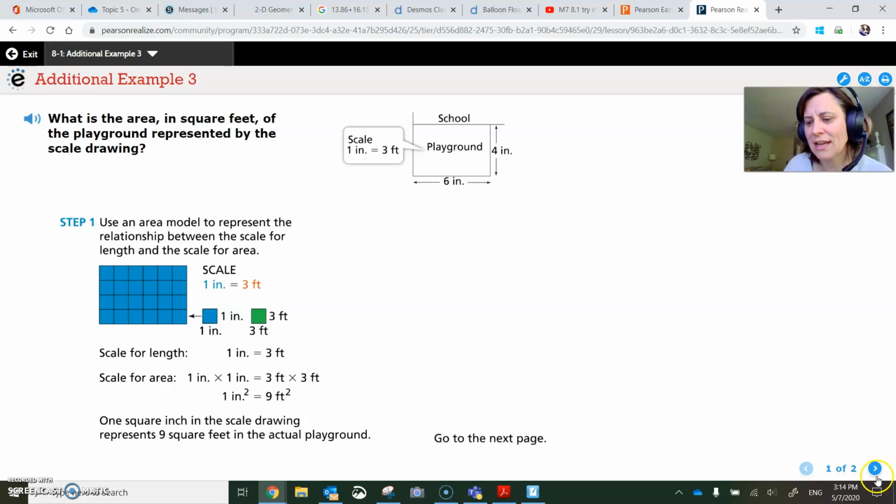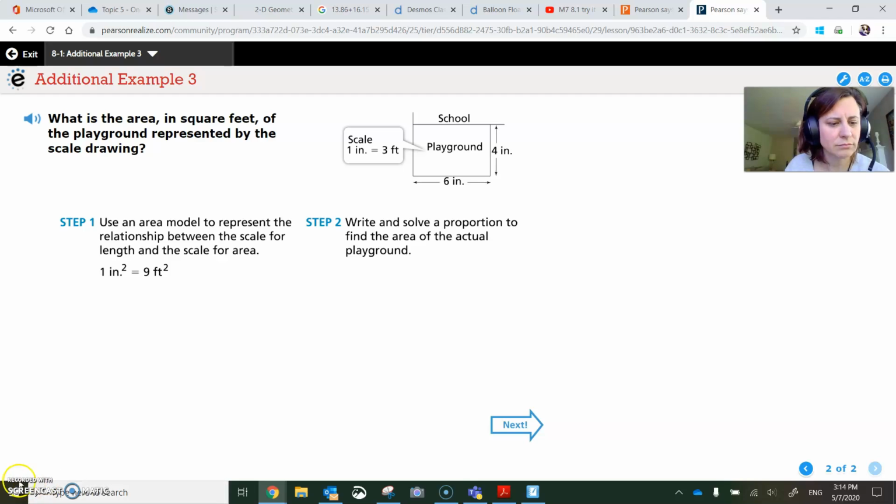So let's try this together and see what happens. Okay. So even though the scale is 1 inch to 3 feet, the scale we're going to use for the area is 1 inch square is equal to 9 feet square. So to write and solve a proportion for the area of the actual playground, normally to find the area of just the drawing, you would do 6 inches times 4 inches, which would be 24 square inches in there. But remember, each one of those 24 square inches is 3 by 3, or 9. So look at what they do here.